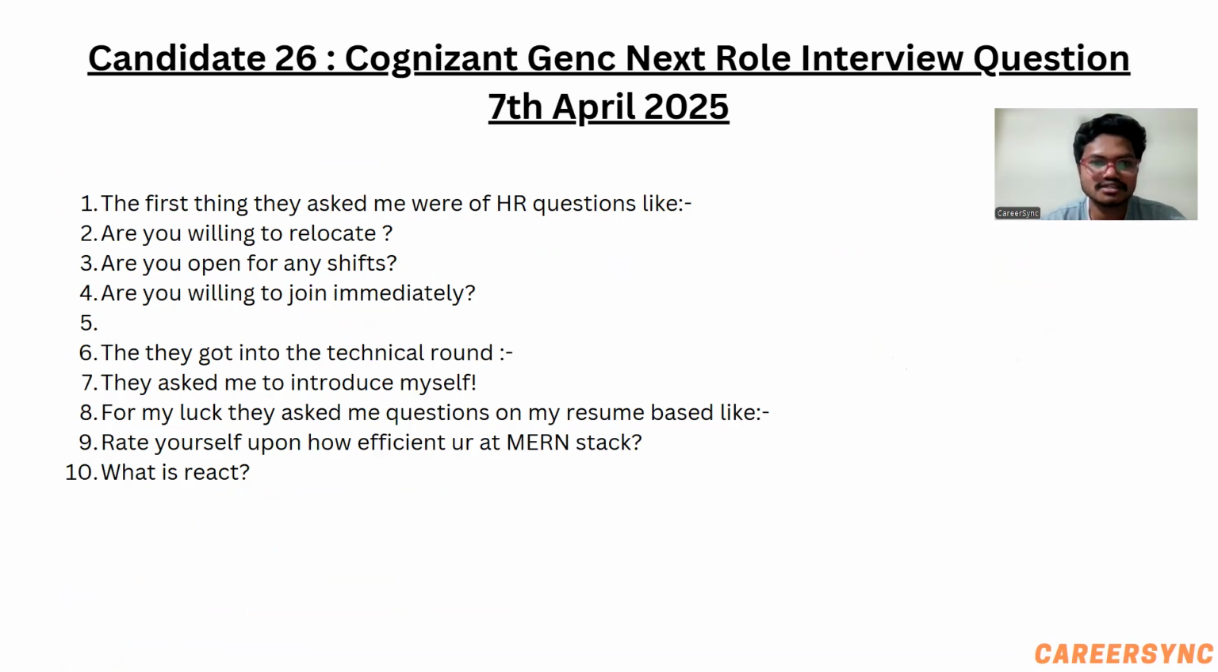Now for the next candidate, the first thing they asked me were HR questions like, are you willing to relocate? Are you open to any shift? Are you willing to join immediately? Then they got into the technical round. They asked me to introduce myself. For my luck, they asked me questions based on my resume, like rate yourself on how efficient you are at Mernstack, and what is React.